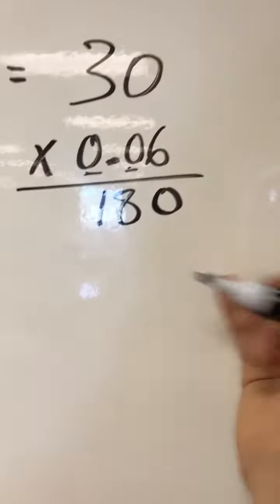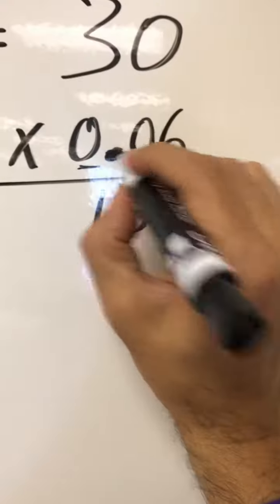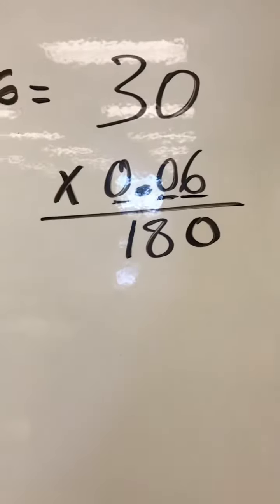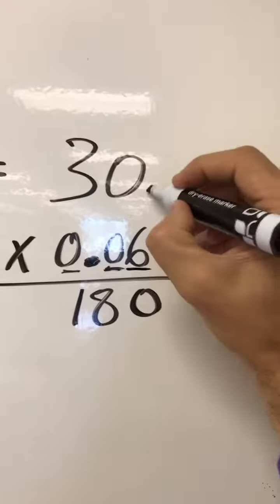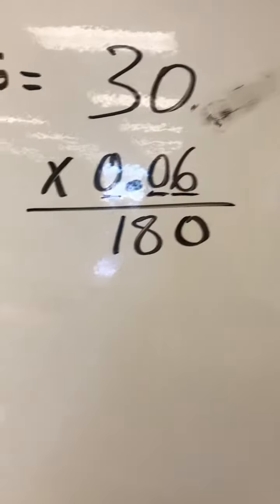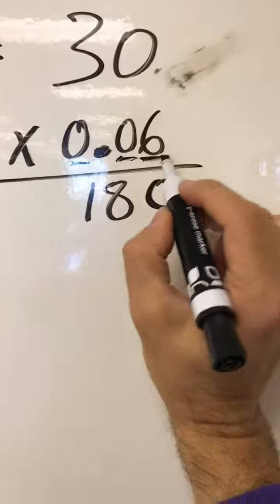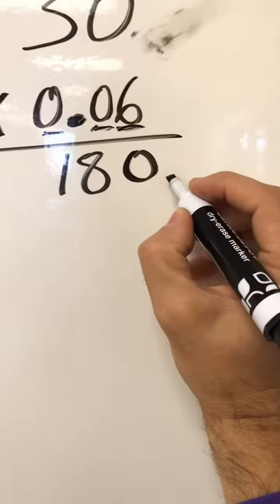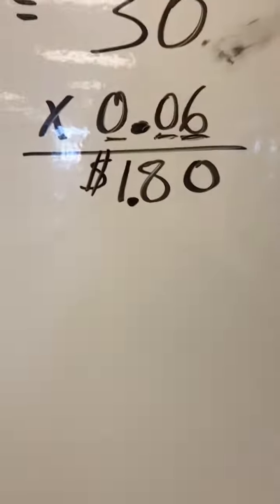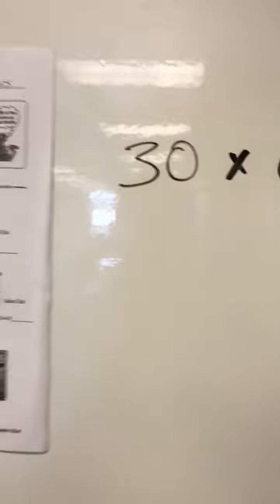But my answer is not 180. Remember, I have to look at my decimal. When I multiply, I count the number of digits to the right of every decimal. 30 doesn't have any digits to the right of the decimal, so I don't need to do anything there. But 6% has 2 digits. So I'm going to move my decimal place 2 places over, and that gives me $1.80, and that's actually in dollars. So that's what I'm adding to $30 here in my problem.